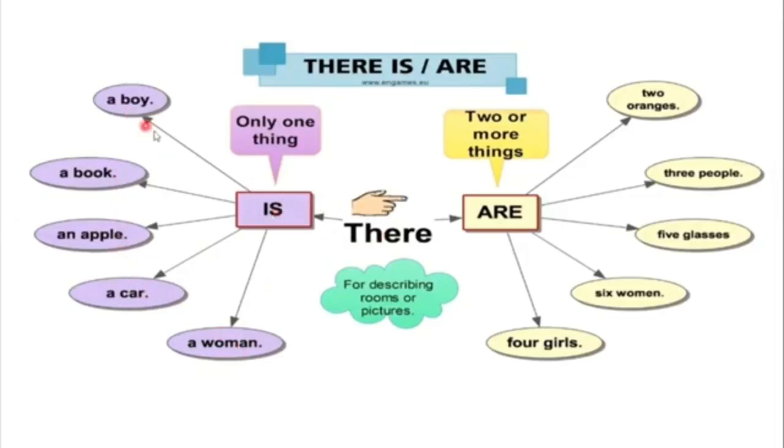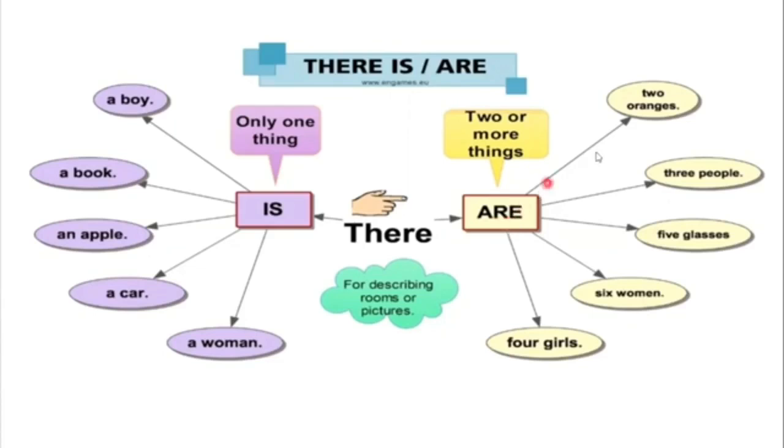Okay? There is a boy. There is a book. There is an apple. There is a car. There is a woman. Okay? But there are here, we use it for two or more things. This means that after there are we use plural noun, اسم جمع.